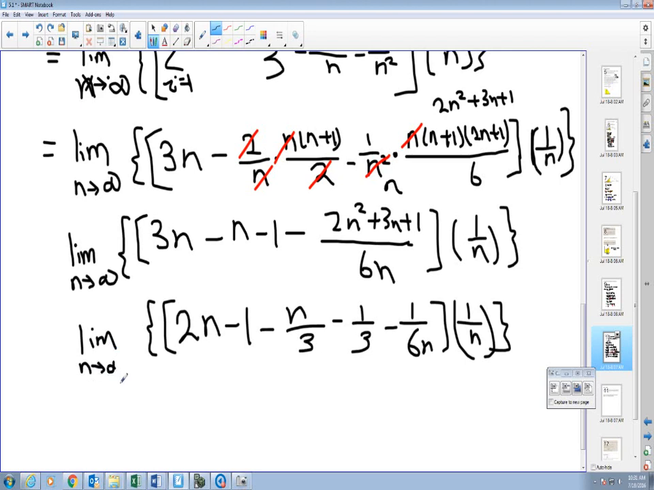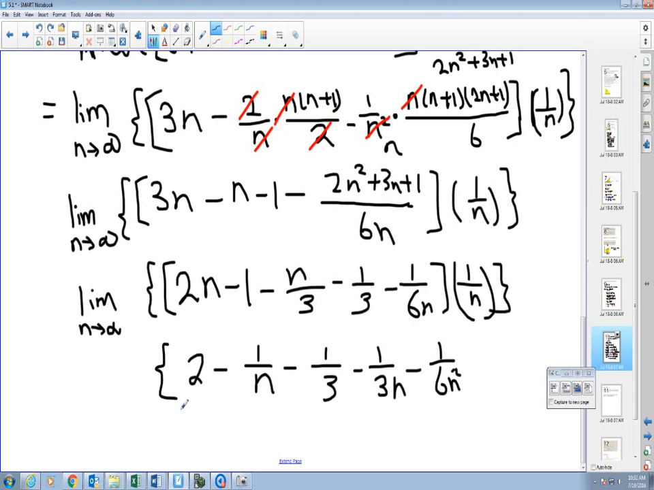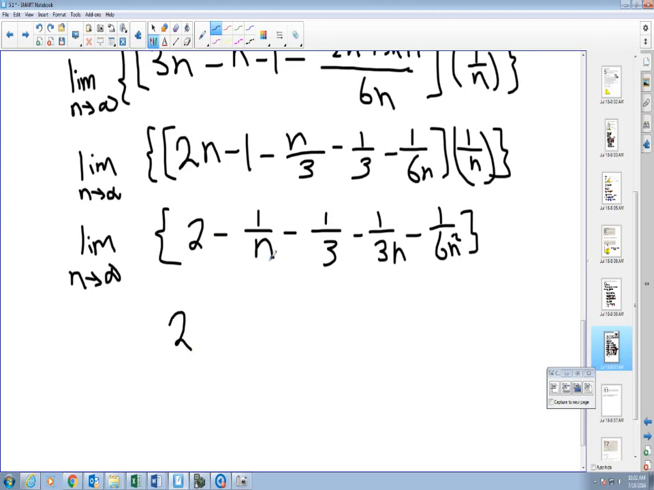Alright, so 2n times 1 over n will just be 2, minus negative 1 times 1 over n, negative 1 over n, minus n and n cancel out. For the next term, that will just be 1/3, negative 1/3 times 1 over n, negative 1 over 3n, and the last term, negative 1 over 6n squared. And I'm going to take the limits of all these guys as n goes to infinity. So 2 will be 2. This is going to be 0. Negative 1/3 is still negative 1/3. They're going to become zero. They're going to become zero. So this problem just becomes 2 minus 1/3, which is 5/3.